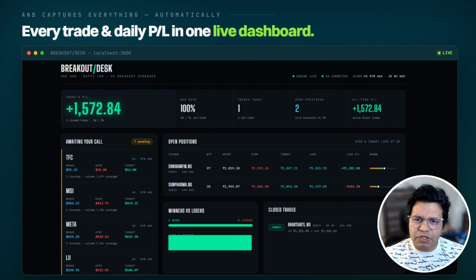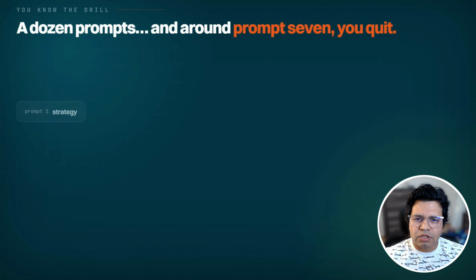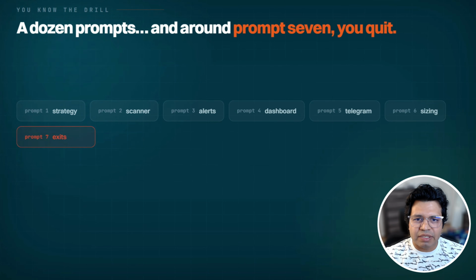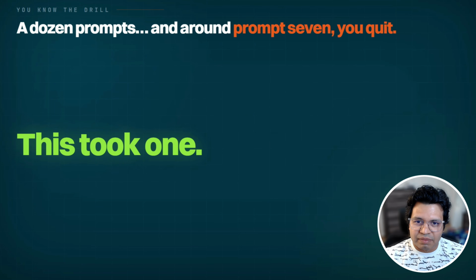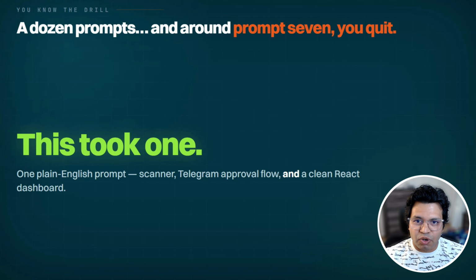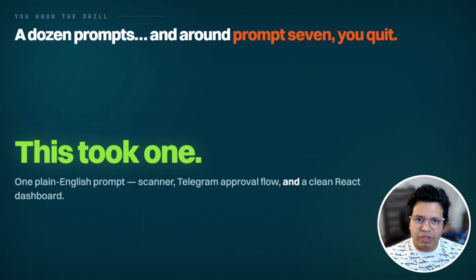And if you have ever tried building something like this, you know the drill. A dozen prompts, one for the strategy, one for the scanner, alerts, dashboard, and somewhere around prompt 7, you quit. This took one. Yes, you heard it right, only one prompt. One plain English prompt that builds the scanner, the Telegram approval flow, and a clean React dashboard. I will show you the exact prompt first.